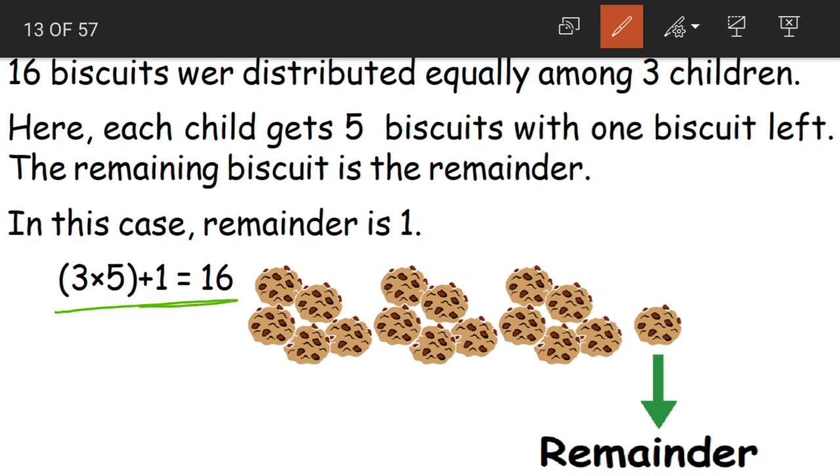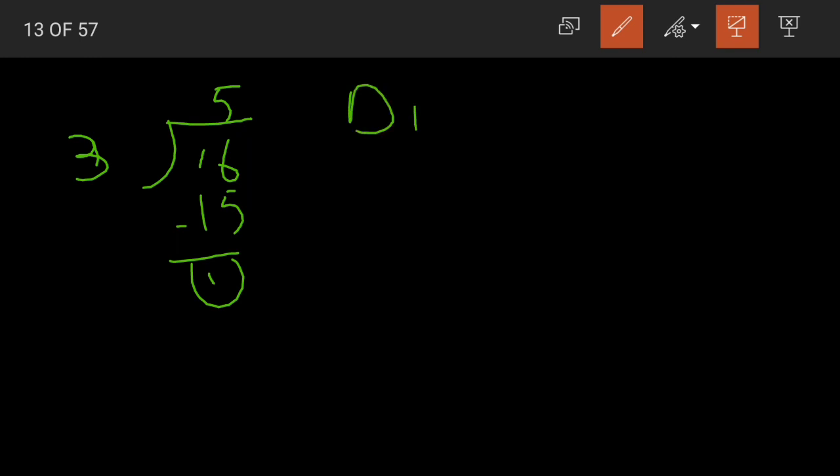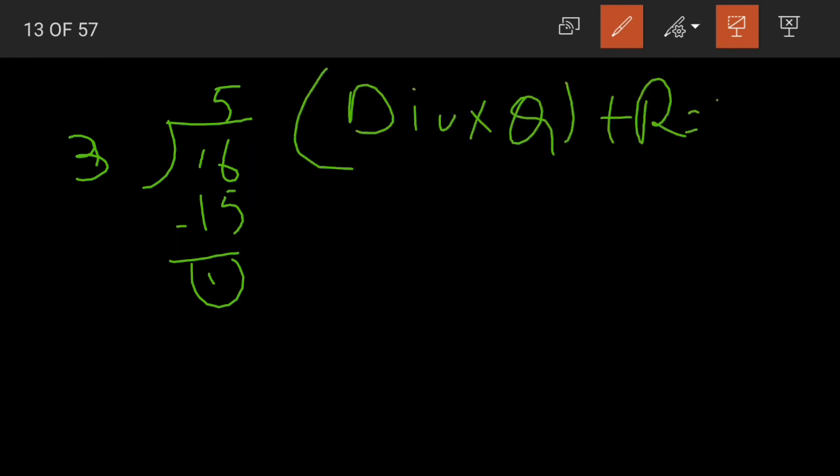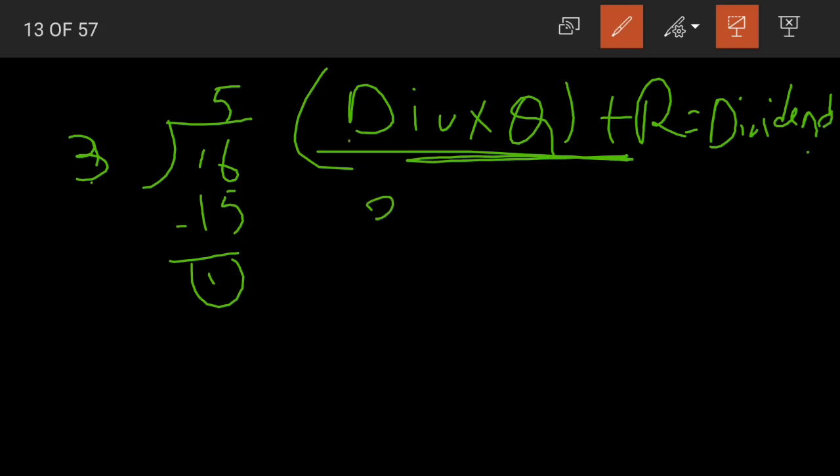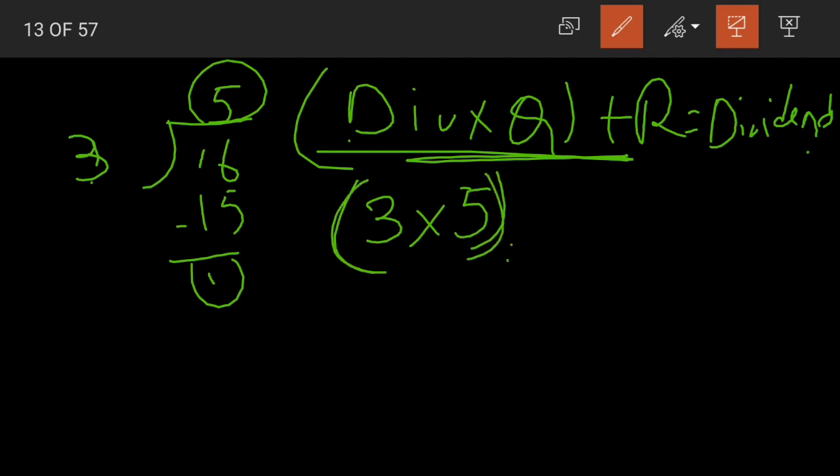If you look at the statement here, 3 into 5 plus 1 is equal to 16. Wait a minute, 3 fives are 15. When we subtract, 1 is our remainder. What did I say, children? Divisor into quotient plus remainder is equal to dividend. When we do this, we should get the dividend as our answer. What is the divisor? 3 into the quotient 5. Keep the brackets, children. Always remember to put brackets here.